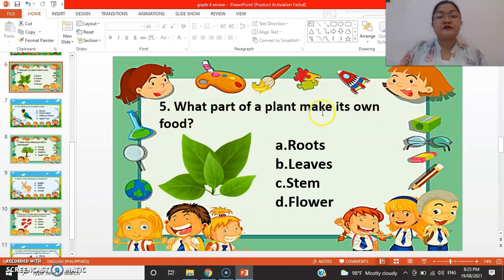What part of a plant makes its own food? Letter A, roots. Letter B, leaves. Letter C, stem. Or letter D, flower. What part of a plant makes its own food? A, roots. B, leaves. C, stem. Or letter D, flower. 5, 4, 3, 2, 1.